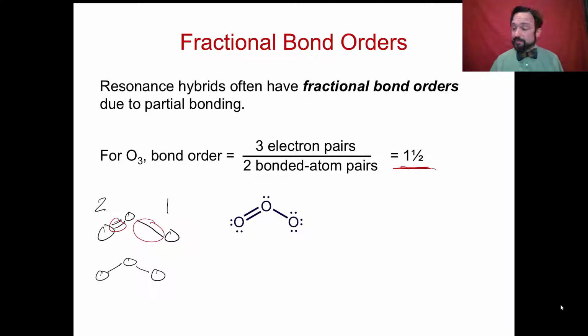Now how do we get that? Well, we ask, how many bonding areas do I have? I've got 1, 2 bonding areas. And how many total electron pairs are in those 2 bonding areas? I've got 1, 2, 3.